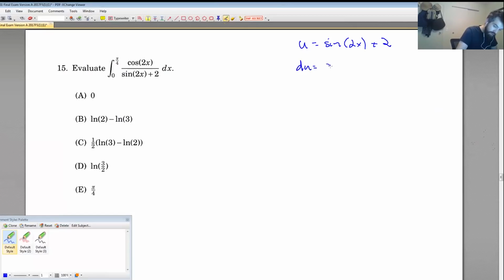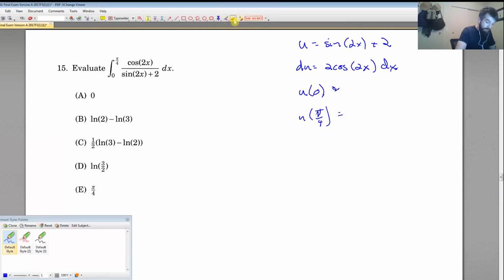du equals 2 cosine of 2x. I mean, you can get married to your u-sub, but it's up to you. We have that looking real good. And then here's the part that a lot of people forget. You've got to figure out the denominator and the numerator as well. We've got to figure out the u of 0 and the u of pi over 4 portion.